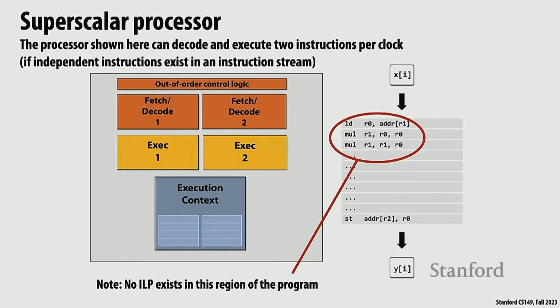So what hardware architects did is they said, you know what, let's just assume that the programmer tells us where that parallelism is, so we don't have to work so hard for it. So this is that diagram I had on the last slide, just a little bit fancier.